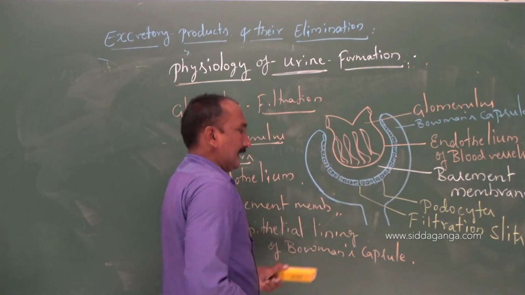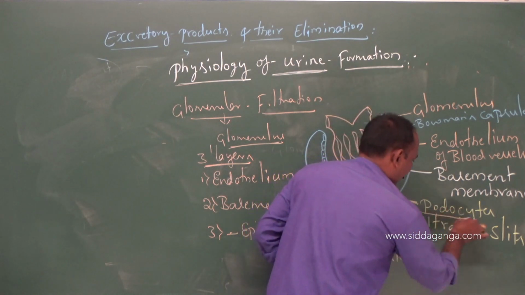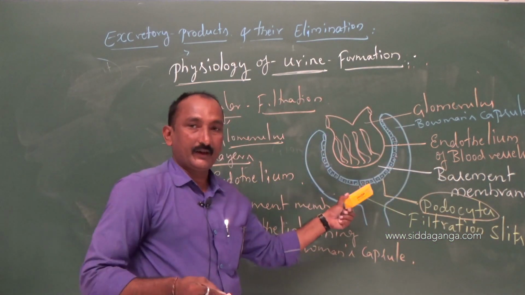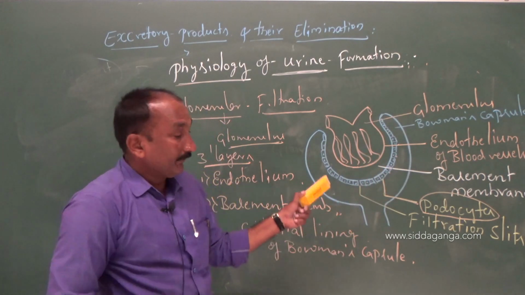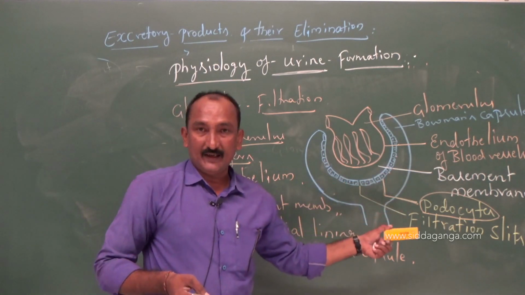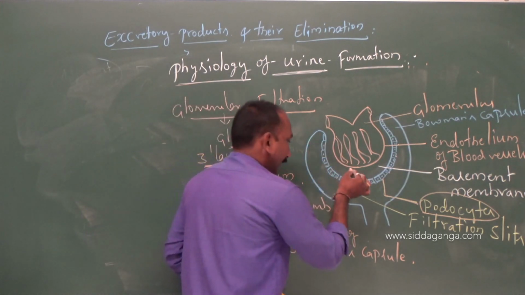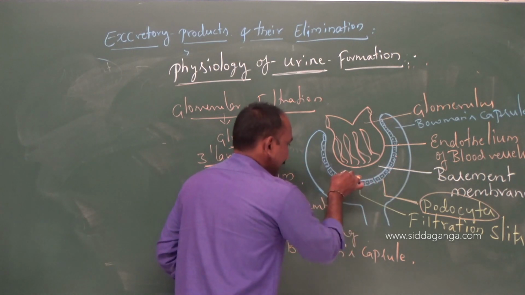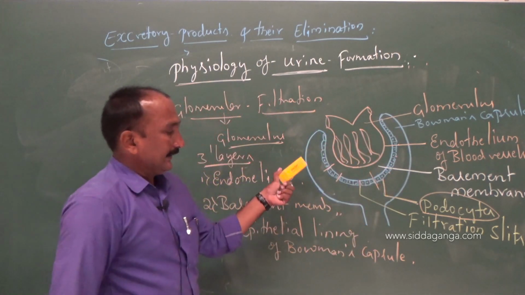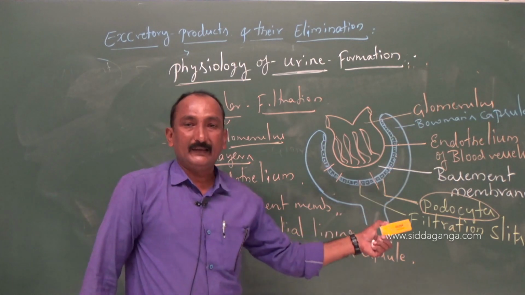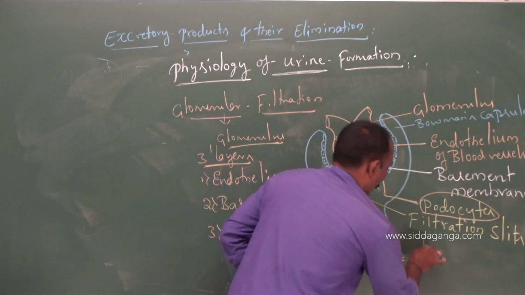Such epithelial cells are specialized cells. That specialized cell, we call it a podocyte. You can observe the inner wall of the Bowman's capsule having an epithelial lining with specialized cells called podocytes. Such podocytes have minute slit-like openings. Those slit-like openings are known as filtration slits, or they may be called filtration pores.